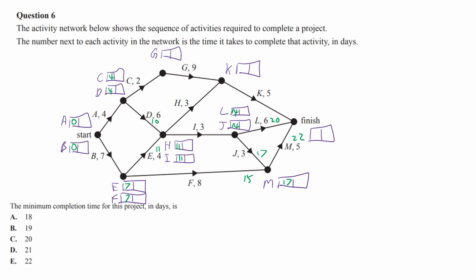Now, what do we got? 11 plus 3 is 14. 4 plus 2 is 6. 6 plus 9 is 15. I choose the 15 up here. 15 plus 5 is 20. I get 22. So the answer is E, 22.